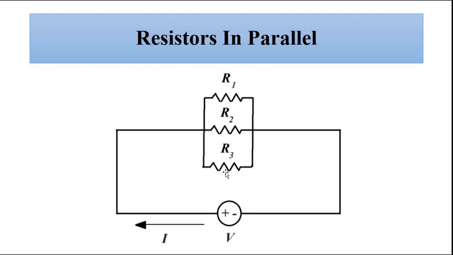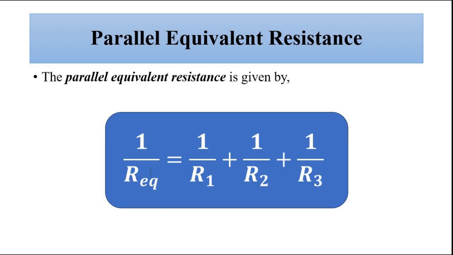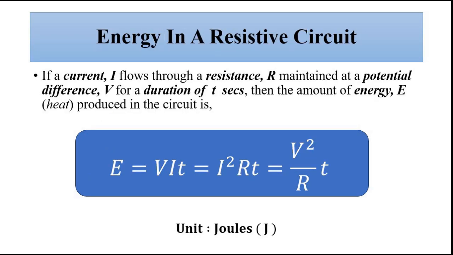Similarly, resistors in parallel: the resistors are said to be connected in parallel if the same potential difference is there across the ends of all of these resistors. So here the same potential difference V is there across the ends of resistors R1, R2 and R3. So here the parallel equivalent resistance is given by 1 by R equivalent, the reciprocal, is equal to 1 by R1 plus 1 by R2 plus 1 by R3, and this can go up to the nth resistor, 1 by Rn.